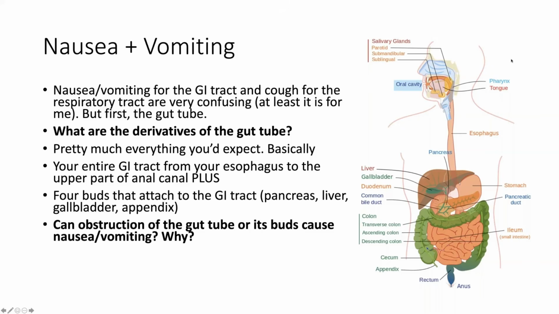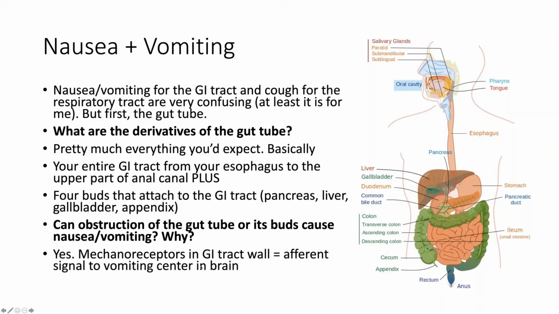Great. And so Feluke, can obstruction of the gut tube or its buds cause nausea and vomiting, and why? Yes, it can, since there's going to be pressure. Yeah, exactly. So there are mechanoreceptors that sense pressure, as you said, in the GI tract wall. This forms the afferent signal to the vomiting center in the brain.